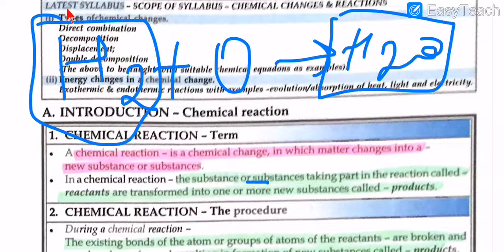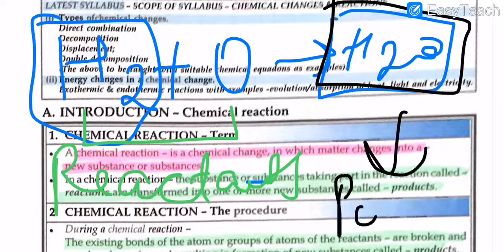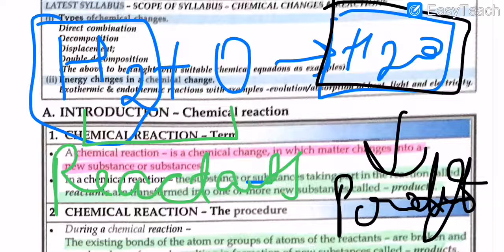So matter over here, in this case, gas. Two gases are combining, hydrogen and oxygen, to form a new substance or a new matter state, which is, in this case, water, H2O, right? So it is forming a new substance or substances. And in a chemical reaction, the substance or substances taking part in the reaction are called reactants. So in this case, H2 and O are called reactants, and H2O as a whole is called the product.